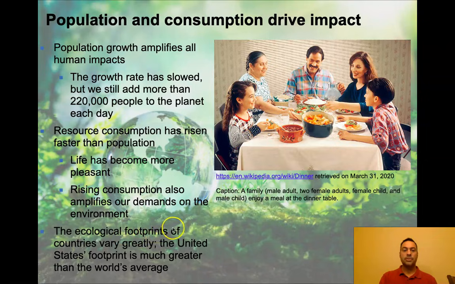So the ecological footprints of countries vary greatly. As we talked about earlier, the United States footprint is much greater than the world's average. This is a typical American family today as we know it.